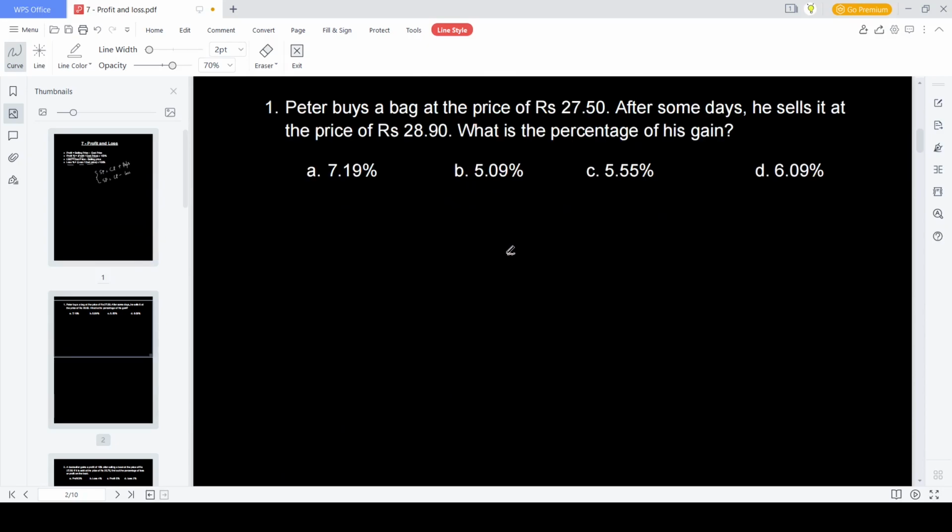First question. Peter buys a bag at the price of 27.5 rupees. After some days, he sells it at the price of 28.9. What percentage is his gain? We have to find out his selling price, which is 28.9, because this is what he sold it at. And his buying price was 27.5, so that becomes the cost price, which is 27.5.